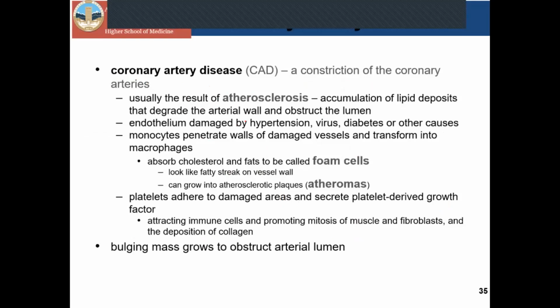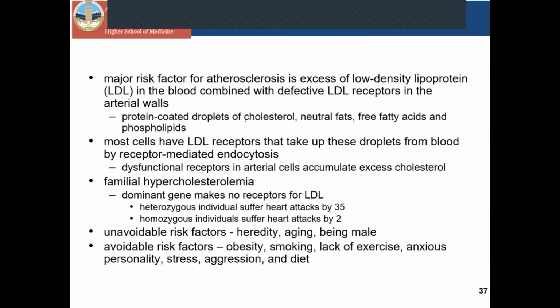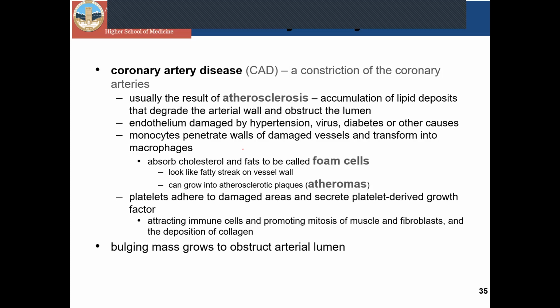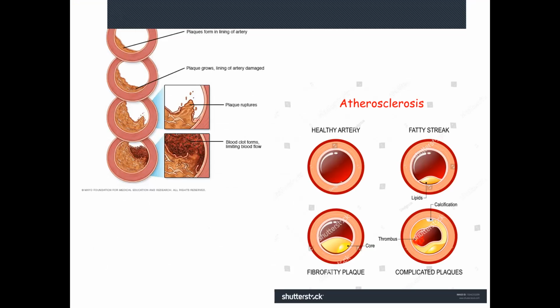This is atherosclerosis. Maybe you heard about this. Atherosclerosis is when some lipids affect our vessels. For example, this is the lumen of the vessel. This is lipids. How exactly does it happen? Please read it in Saladin. When this plaque grows, it can close the lumen.